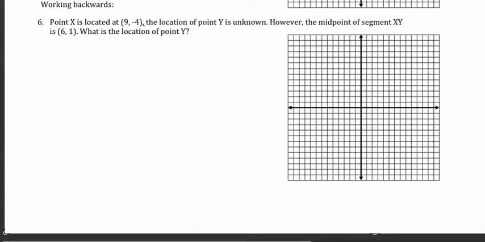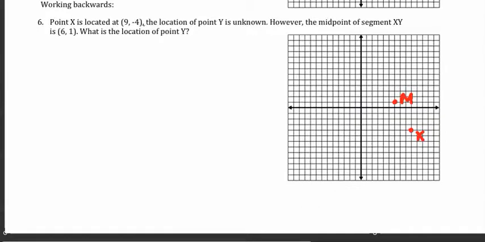What's happening here is we've got our endpoint X at 9, -4. 1, 2, 3, 4, 5, 6, 7, 8, 9. Down 4. 1, 2, 3, 4. That's point X. We don't know Y. That's the other endpoint. And the midpoint is at 6, 1. So 1, 2, 3, 4, 5, 6, up 1. And I'll call this M for midpoint.